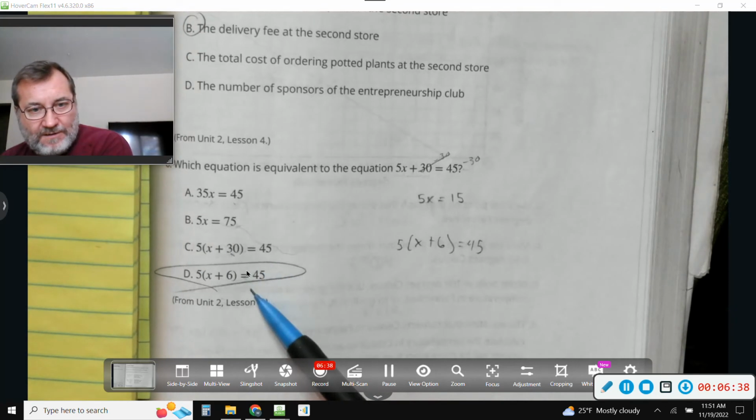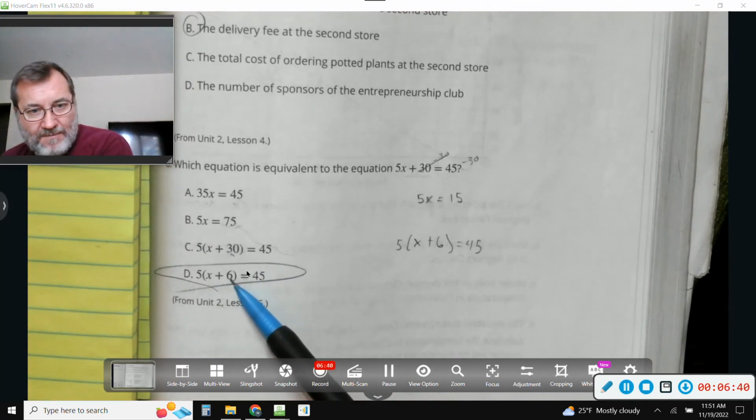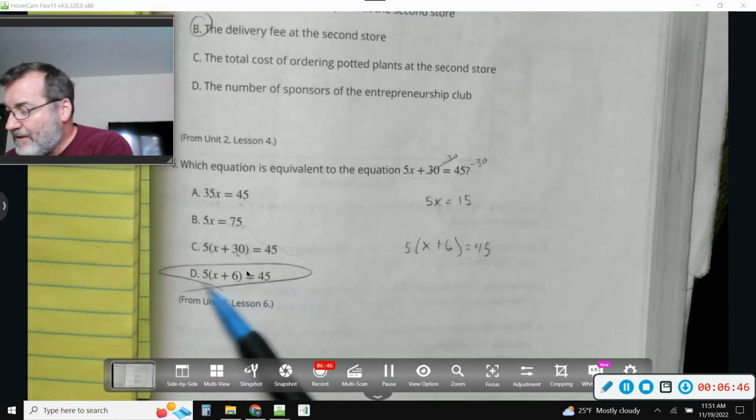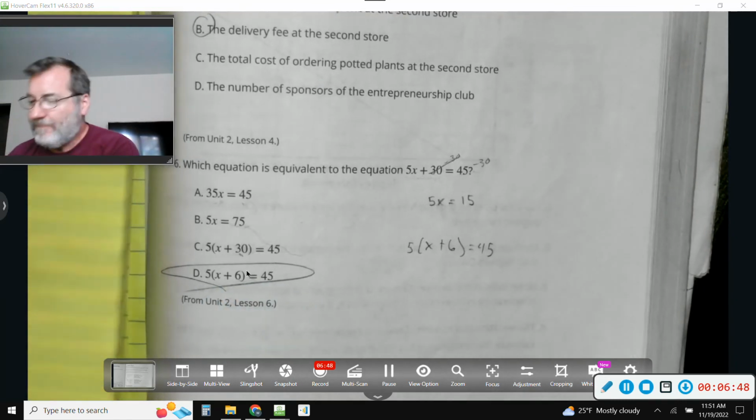But if you look at these two, they're very similar, only this time they did in fact factor out 5 out of 30 correctly. So this last one, Delta, that's your correct answer. All right.